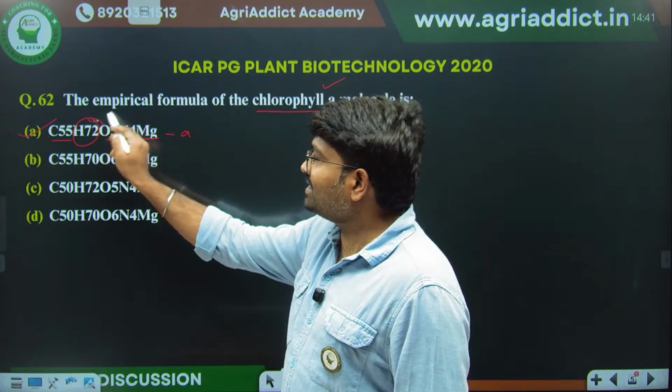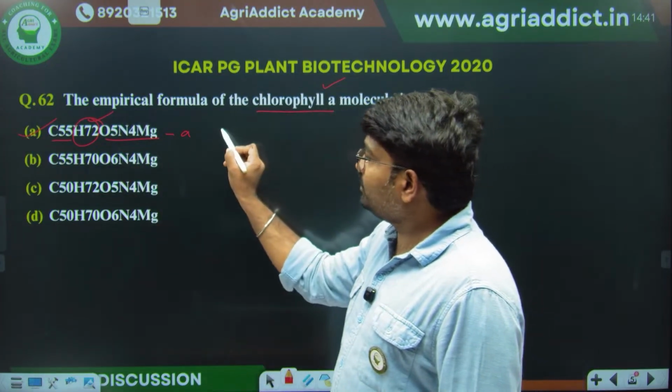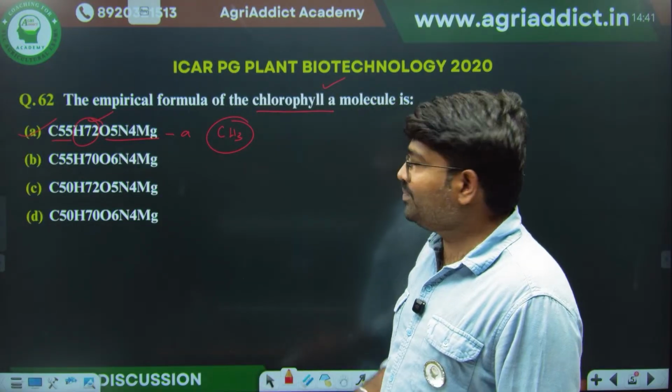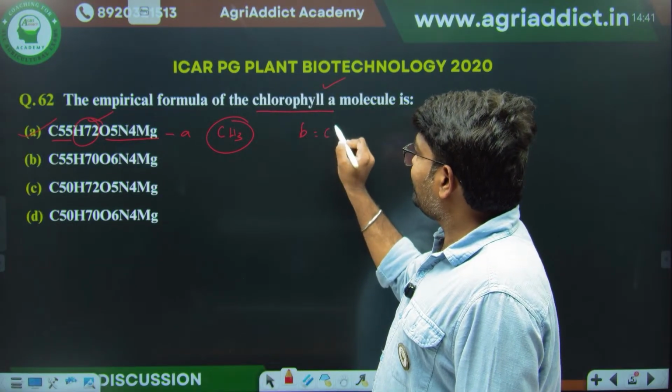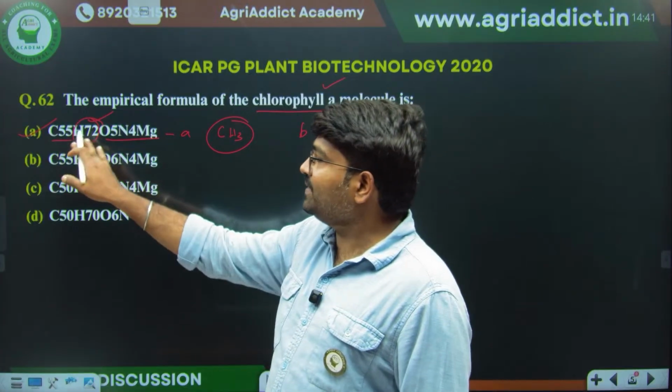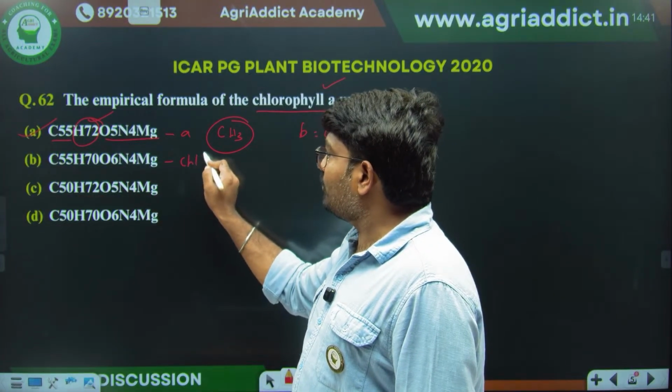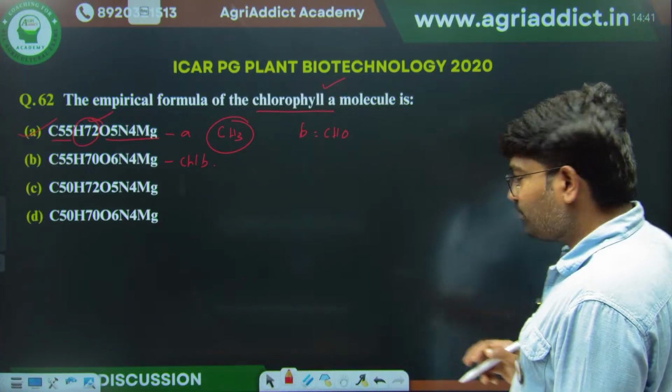Why hydrogen is 72 is due to the presence of the methyl group. But in chlorophyll B, an aldehyde group will be there, so it will come C55H70O6N4Mg. This is for chlorophyll B. I hope this is clear for everyone.